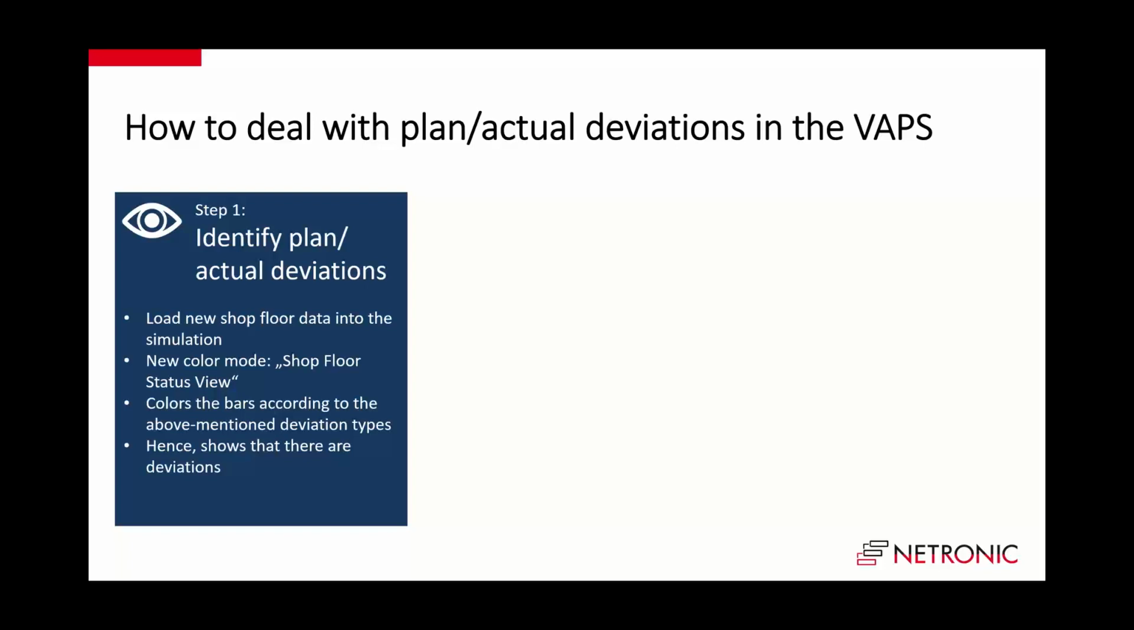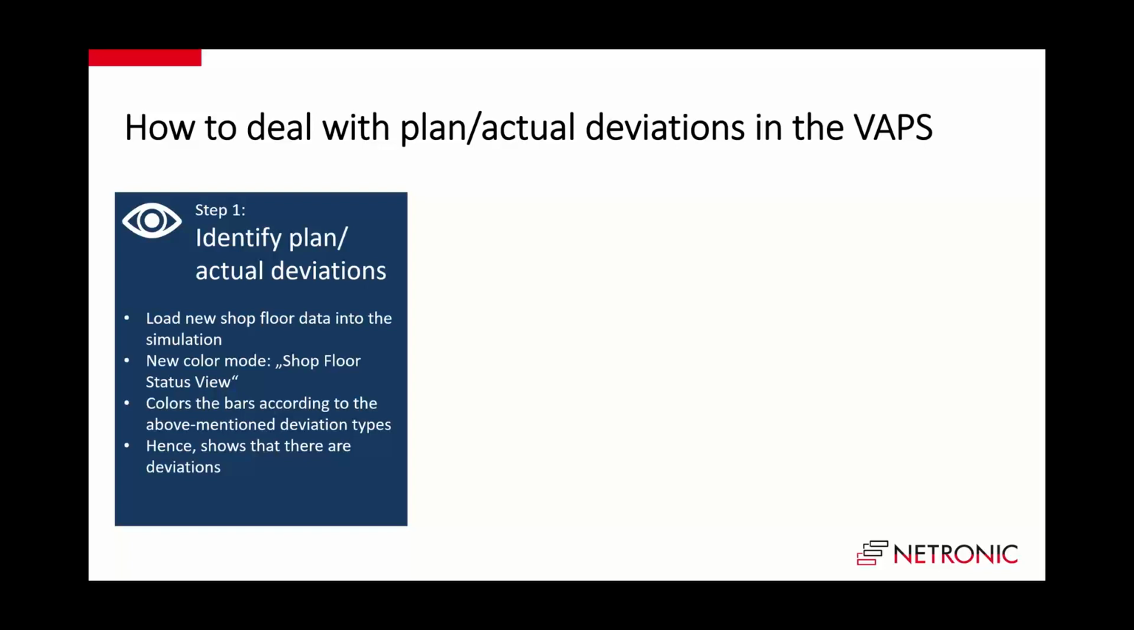Then we implemented a new color mode, which we call the shop floor status view. And with this shop floor status view, you can highlight visually the deviations I spoke of before, the deviations in time, the deviation on the resource, the deviation on the time spent, the deviation on quantity.